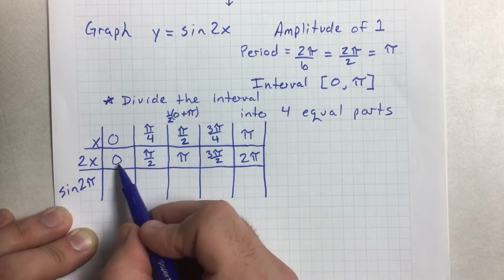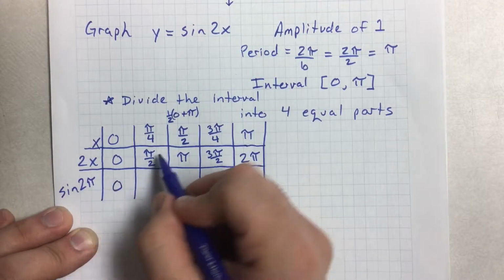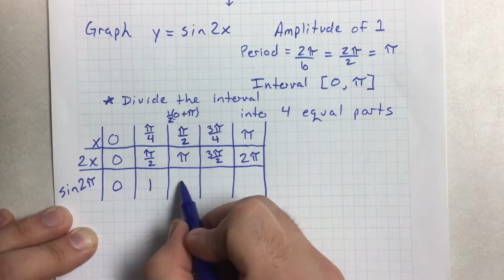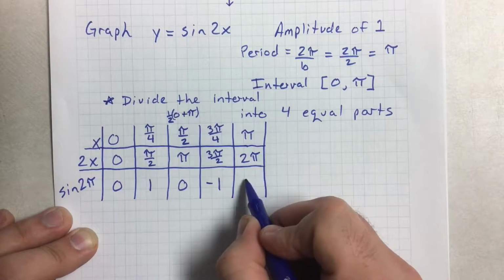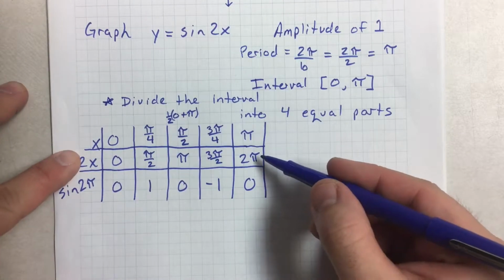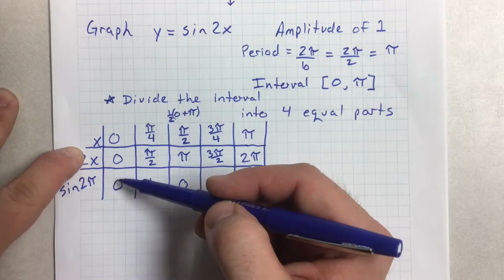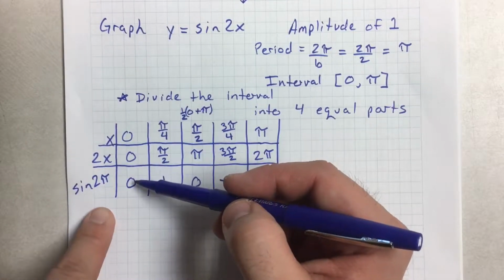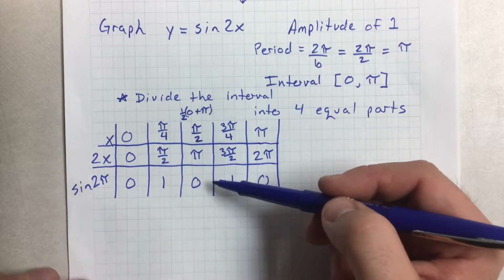Now I'm going to take the sine of 2x, just taking the sine of my previous row. Sine of 0 I know is 0. Sine of pi over 2 is 1. Sine of pi is 0. Sine of 3 pi over 2 is negative 1. And sine of 2 pi is 0. So in doing that, and using this center row, I now know that with x of 0, our graph is at 0. At pi over 4, we're at 1. At pi over 2, we're at 0.